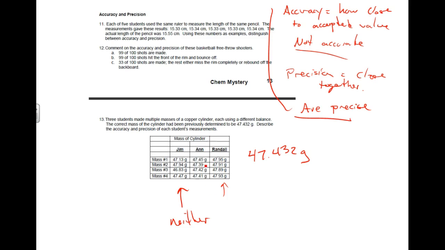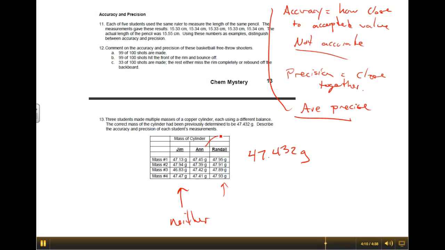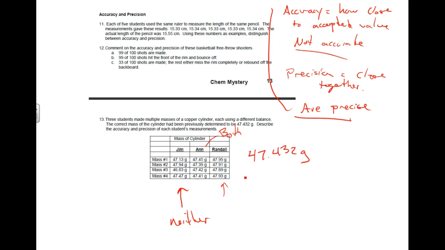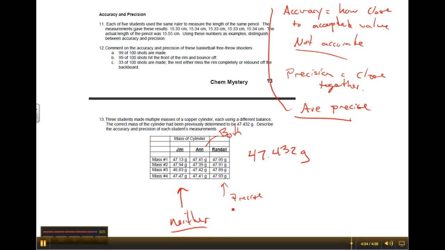We're going to say, and she's close together and close to the accepted value. So she's going to be both. And Randall, since he's not close to the accepted, but he's close together, we're going to say precise. Now, think about why we put those. If you're just copying these to your homework, you're kind of cheating yourself because you're going to have to do similar things to this on your exam. Make sure you understand why we put neither, precise, and both for these 3 examples.